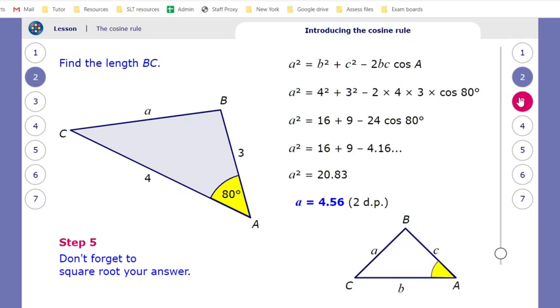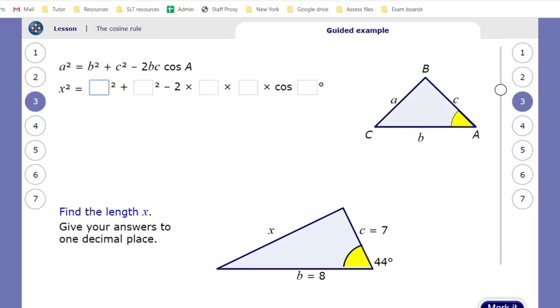Right, I'm going to go through one more example with you, but at this point, if you want to pause and have a go, by all means do, and hit play when you're ready for me to go through it with you.